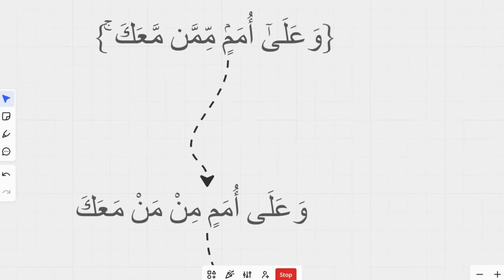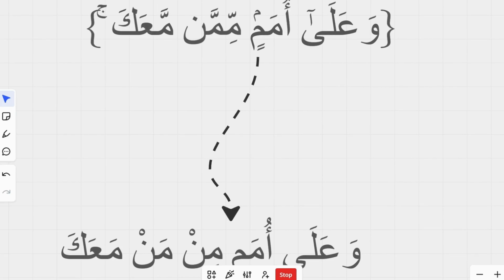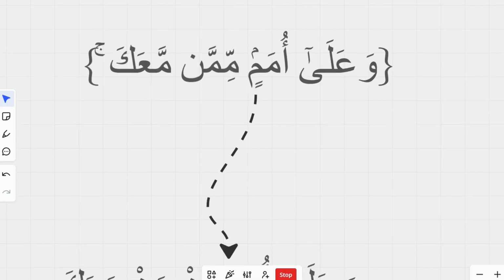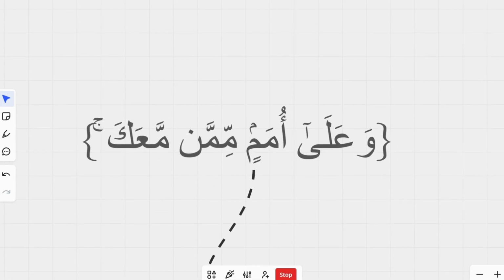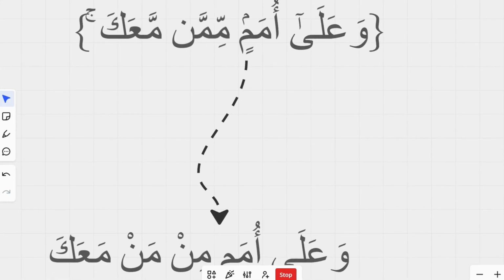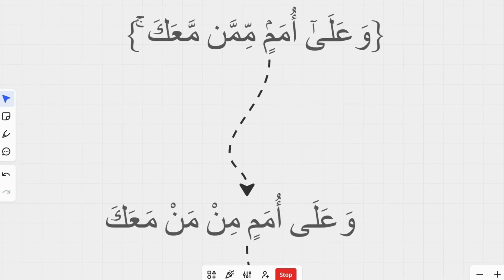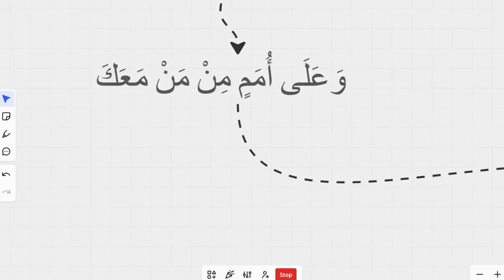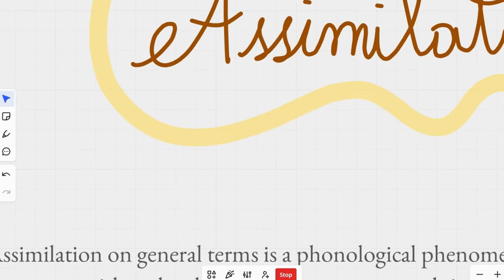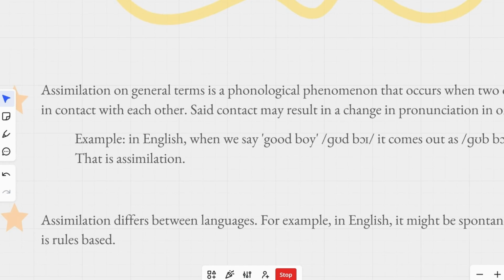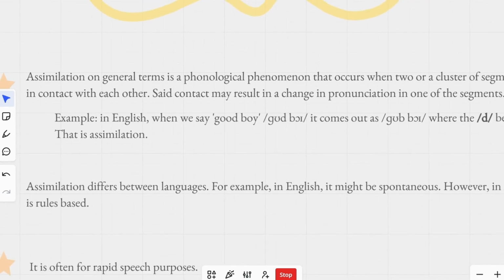You see here, look, the noon fused into the meem, and it became a meem with shadda on top. Meem mushaddada. That's basically what happened. The noon was assimilated, fused, merged with the meem, and they became one consonant. And that is the beautiful definition of assimilation in Arabic. We'll get to that shortly.